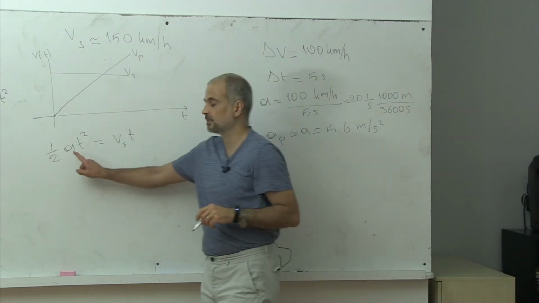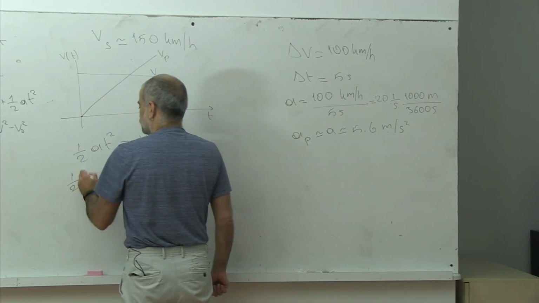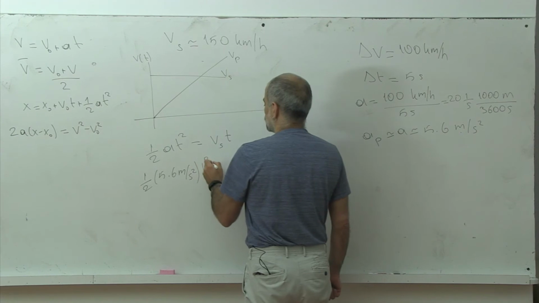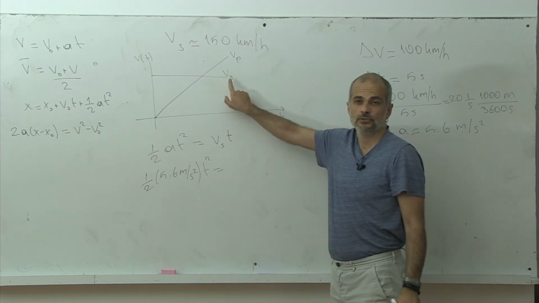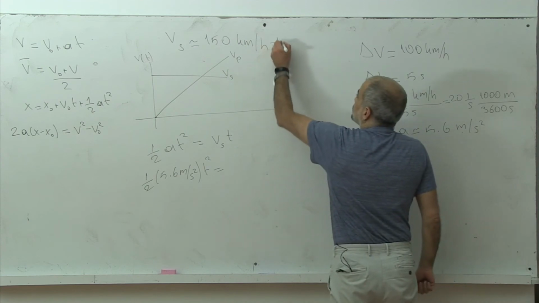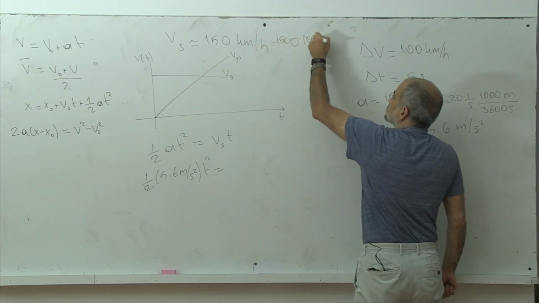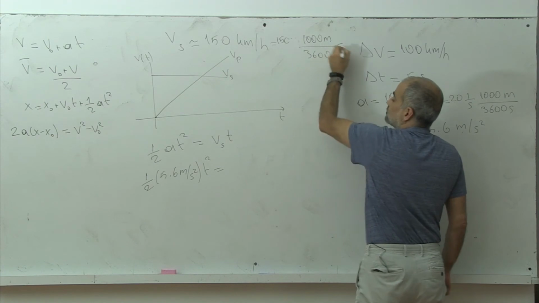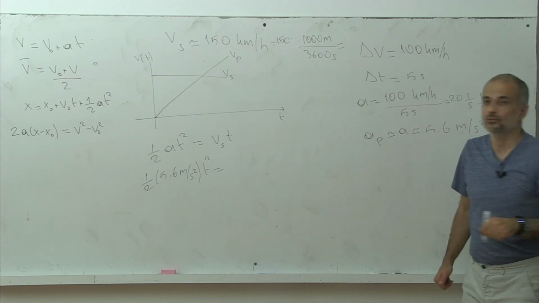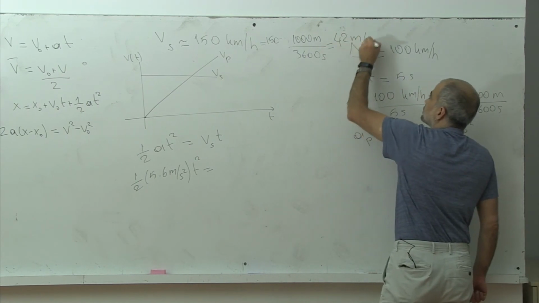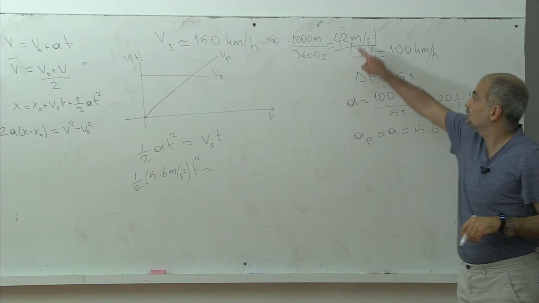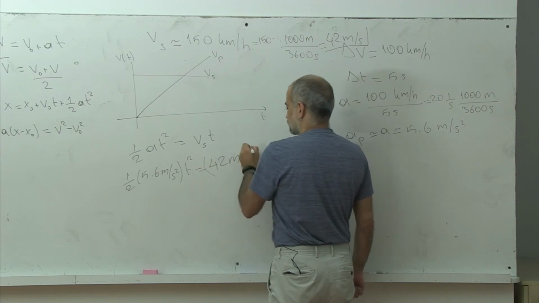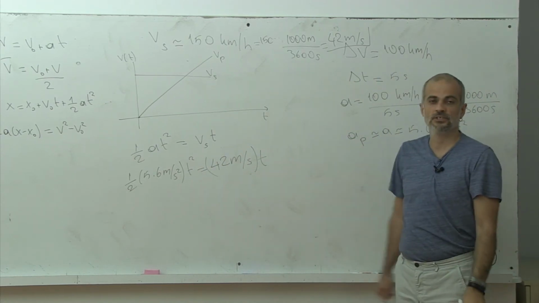So we know the acceleration of the police car. So this is 1/2 times 5.6 meters per second squared times t squared. We also need the velocity of the speeder. This is 150 times 1,000 meters divided by 3,600 seconds. And this would give us 42 meters per second. So this is the velocity of the speeder, 42 meters per second times t. So this is the equation that we need to solve.